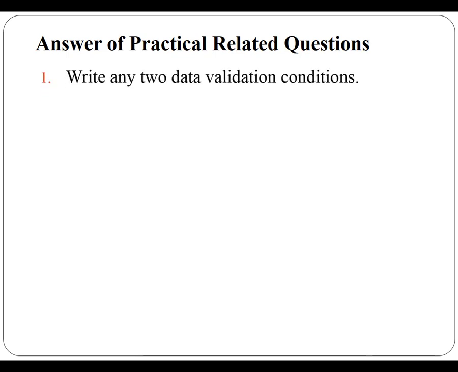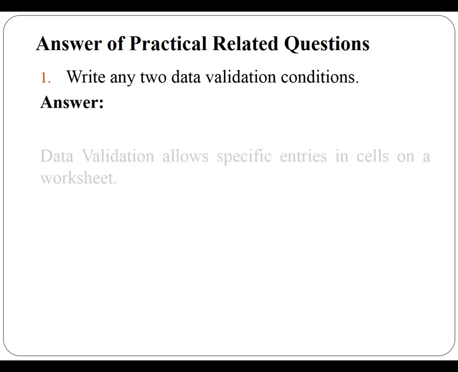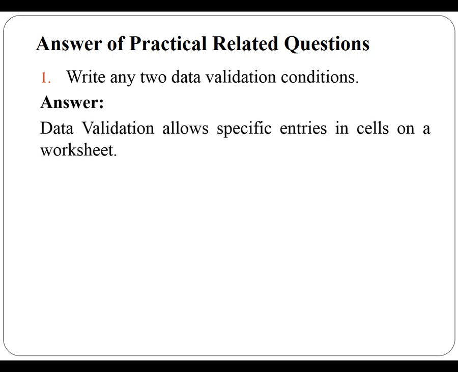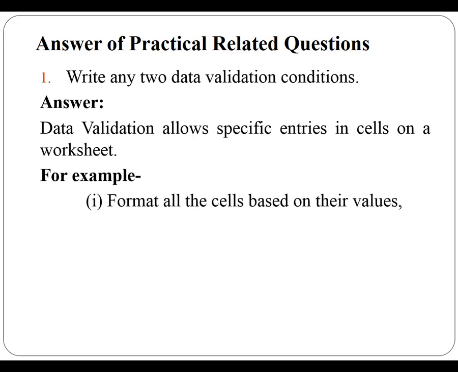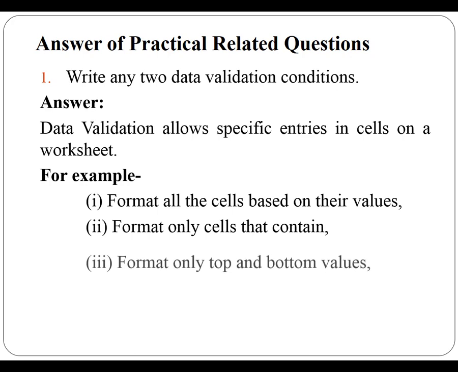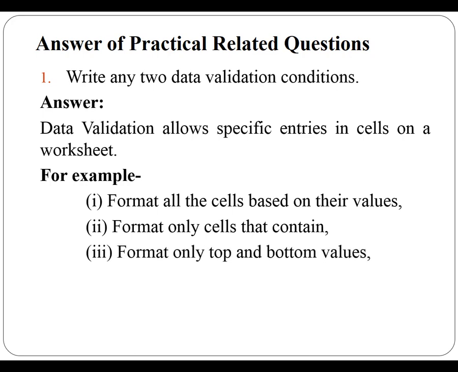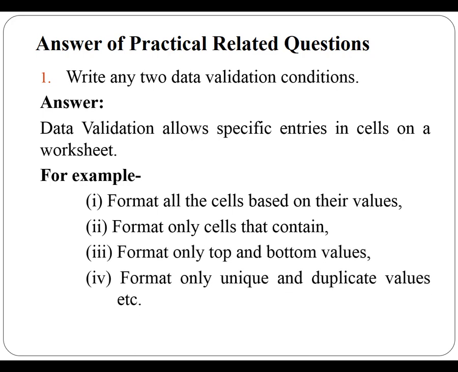The first question is write any two data validation conditions. So the answer is data validation allows specific entries in a cell on a worksheet. For example, you can format all the cells based on their values. The next rule is format only cells that contain. Then the next rule, format only top and bottom values. Format only unique and duplicate values. These are the different data validation conditions provided in worksheet.